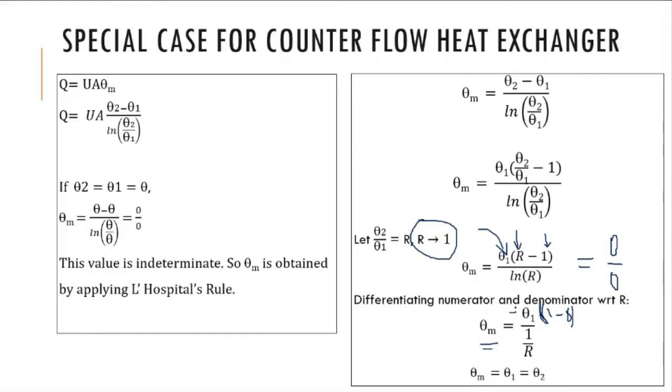So on the numerator side, we are getting theta 1. On the denominator side, we had ln r. So if you will differentiate ln r, what do we get? We get 1 by r. Is this part clear? Yes, sir. Okay. Now if we will substitute the value of r, tell me r was tending to what? 1. So if r is tending to 1, theta m is equal to what? Theta 1. Theta m is equal to theta 1 and theta 1 was equal to theta 2. Yes? Yes, sir. Okay.